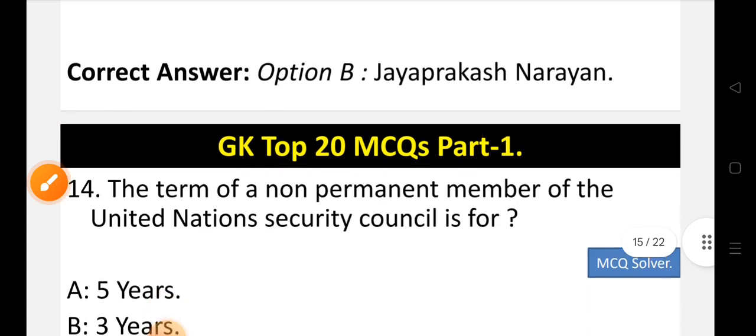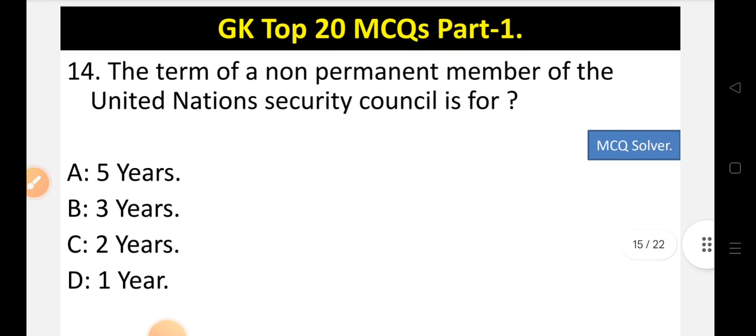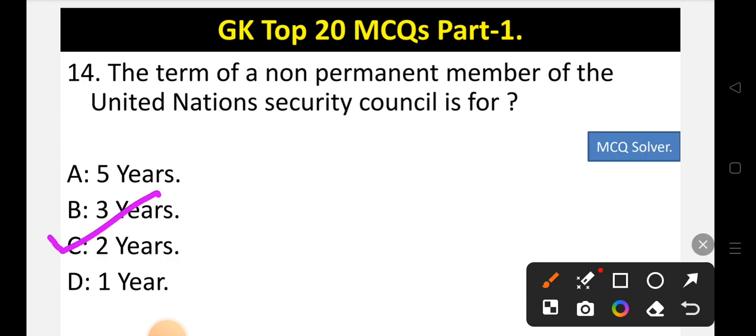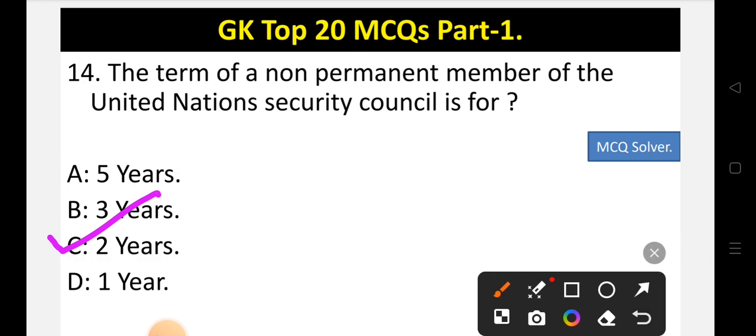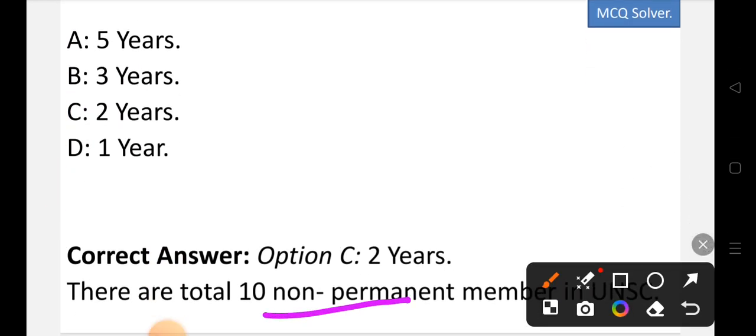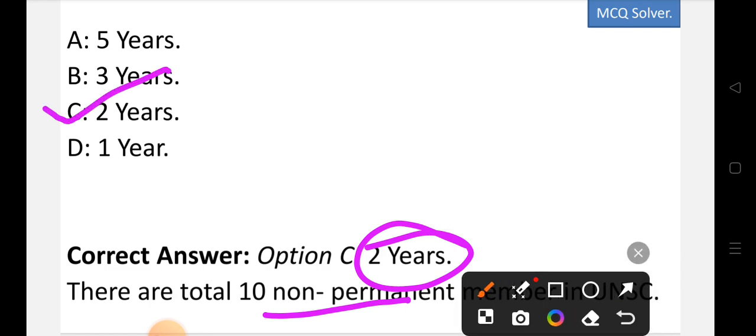Now let's move to question number 14. The term of a non-permanent member of the United Nations Security Council is for, the correct option is option number C, that is 2 years. So in UNSC, that is United Nations Security Council, which is the main body of United Nations, there are a total of 5 permanent members and 10 non-permanent members. So these 10 non-permanent members are elected for the term of 2 years. So the correct option is option C, that is 2 years.